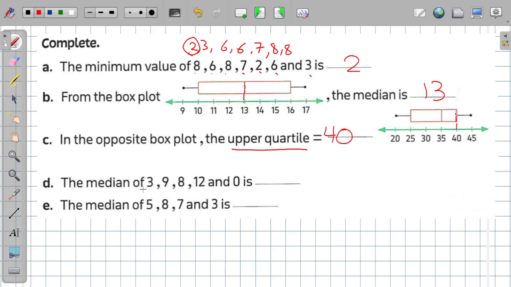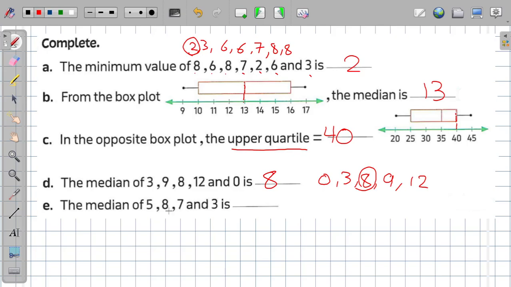Next, I wanted to find the median of this dataset. First, I will arrange them ascendingly. So the minimum one is 0. Next, I have 3, 8, 9, and 12. So the median here is the number in the middle, so I have 8. So the median is 8.